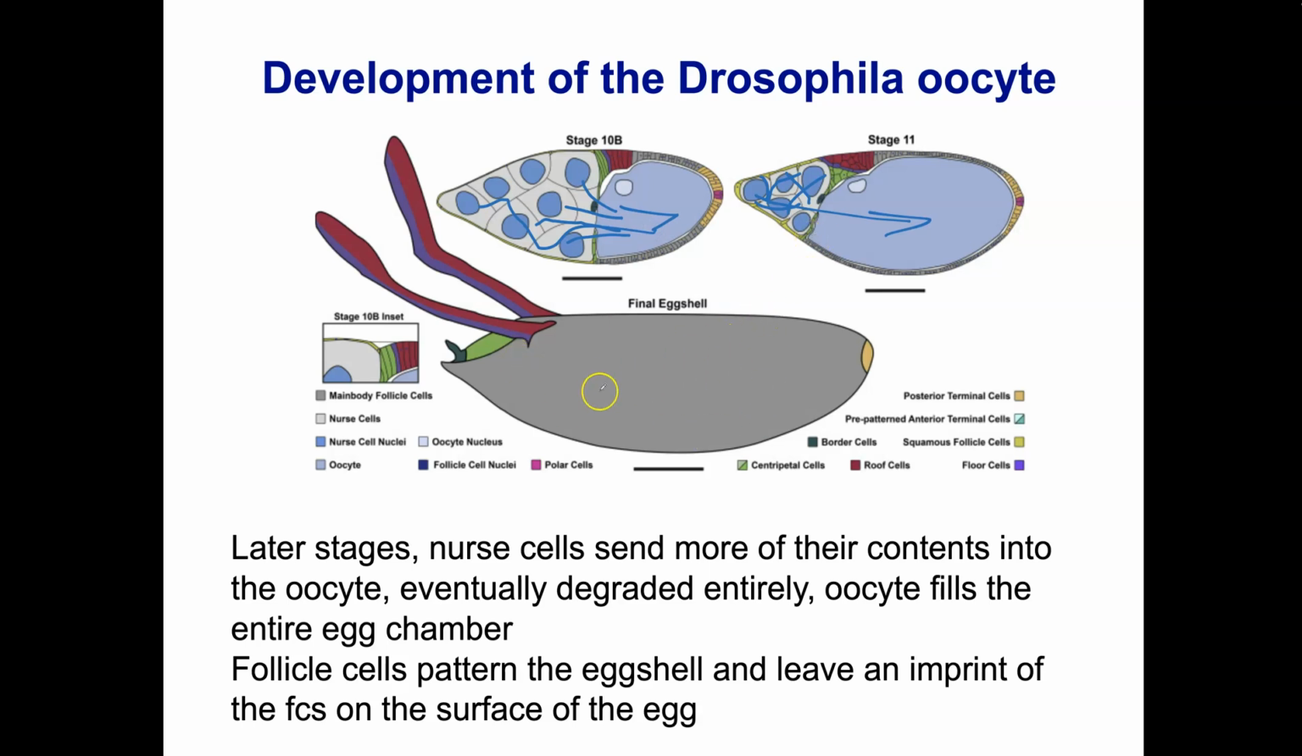By the end of the process, you have a mature egg. You have developed an eggshell, which is the gray on the outside. The follicle cells have basically disintegrated, but they have left behind an imprint on that eggshell, and they have developed the micropyle at the anterior end, and they have anterior versus posterior, dorsal versus ventral. Here are your dorsal appendages and so on. So the follicle cells pattern the eggshell, they allow for the development of all these structures, and they leave an imprint on the surface of the egg that you can actually see, that I pointed out in lecture 6, I believe.